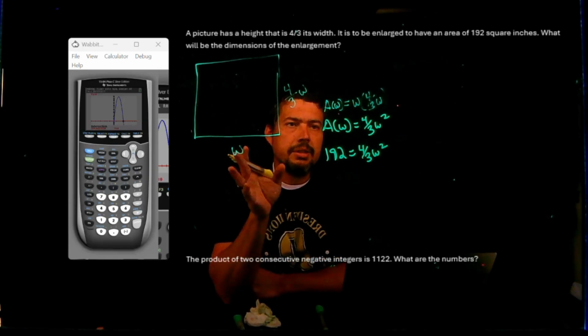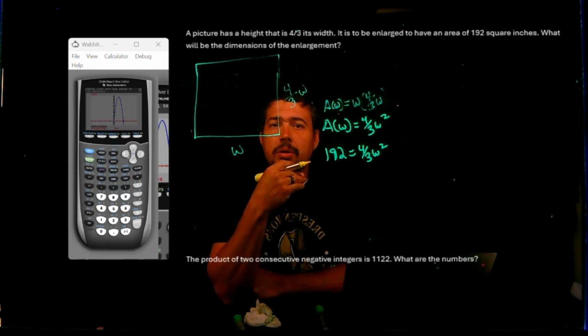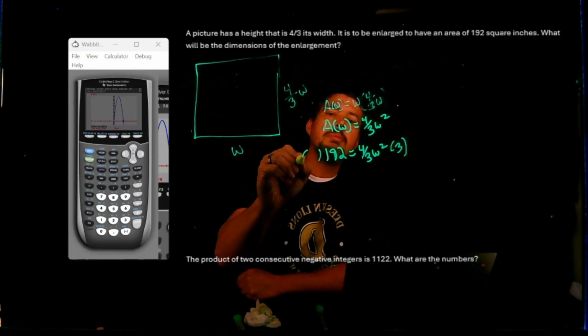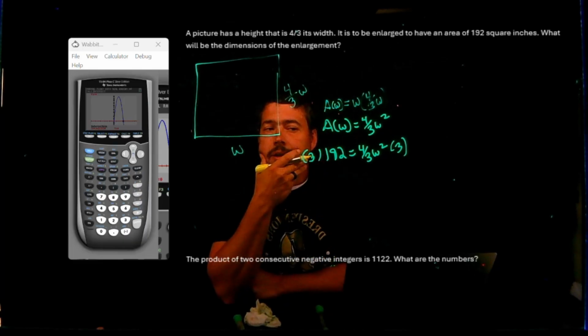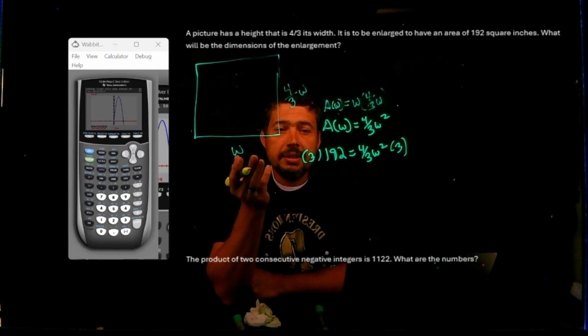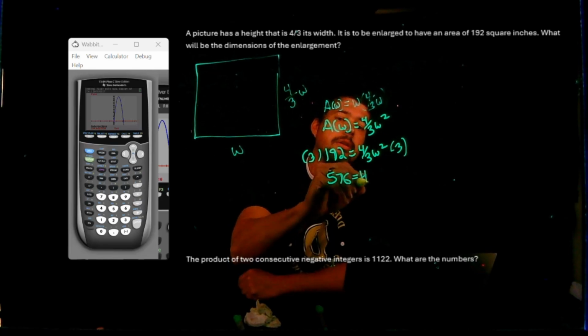And we're not going to check this one in a calculator. It's just taking too much time. We're going to triple both sides. The opposite of division is multiplication, so we're going to multiply both sides by 3. 3 times 192 should be 576. Should be. I don't feel like checking it in the calculator.